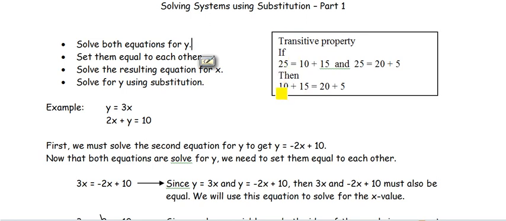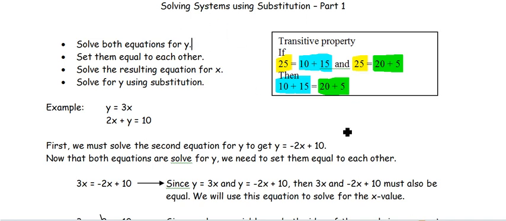Alright, so we're going to talk about something that's called the transitive property. Notice I have 25 equals this and 25 equals this. So if I have 25 equals 10 plus 15 and 25 also equals 20 plus 5, then we can say that 10 plus 15, since it equals 25 here, must equal 20 plus 5, which is 25 there.